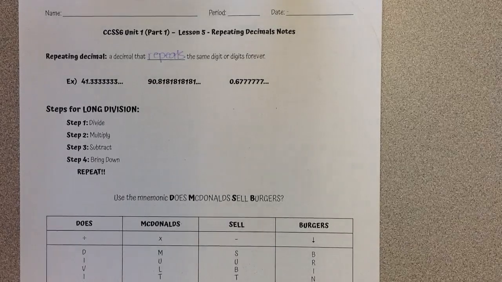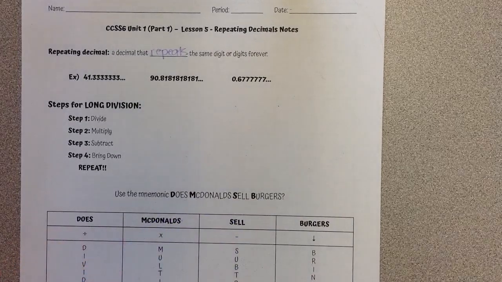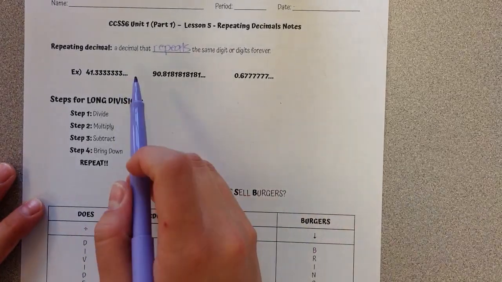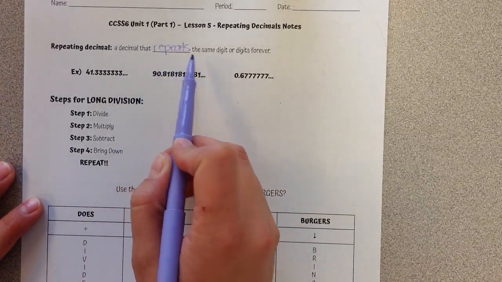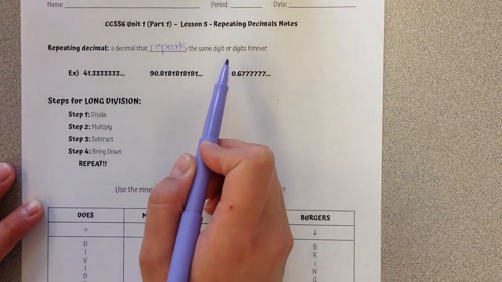All right, today we are doing lesson 5, which is our last lesson for long division, and we are going to be working on repeating decimals. So a repeating decimal is a decimal that repeats the same digit or digits forever.